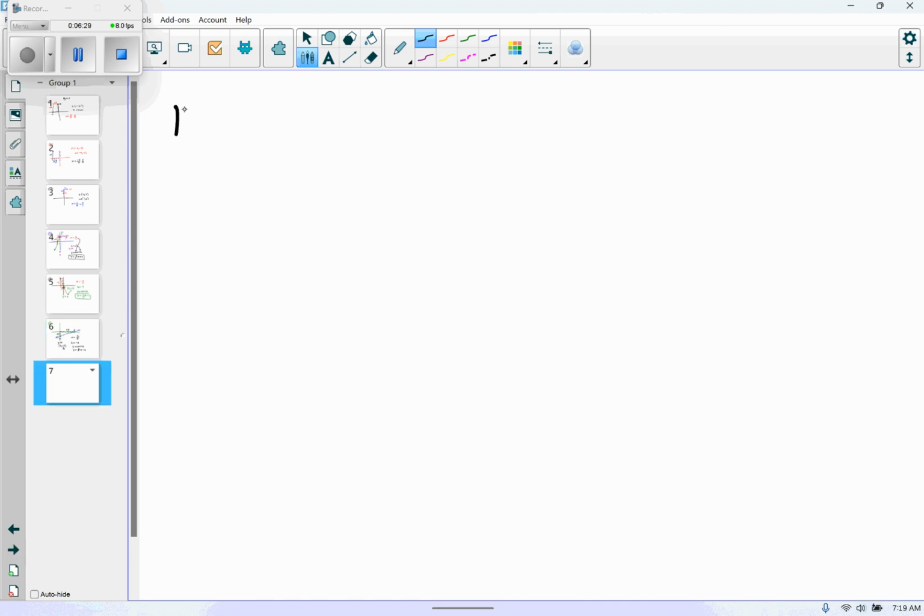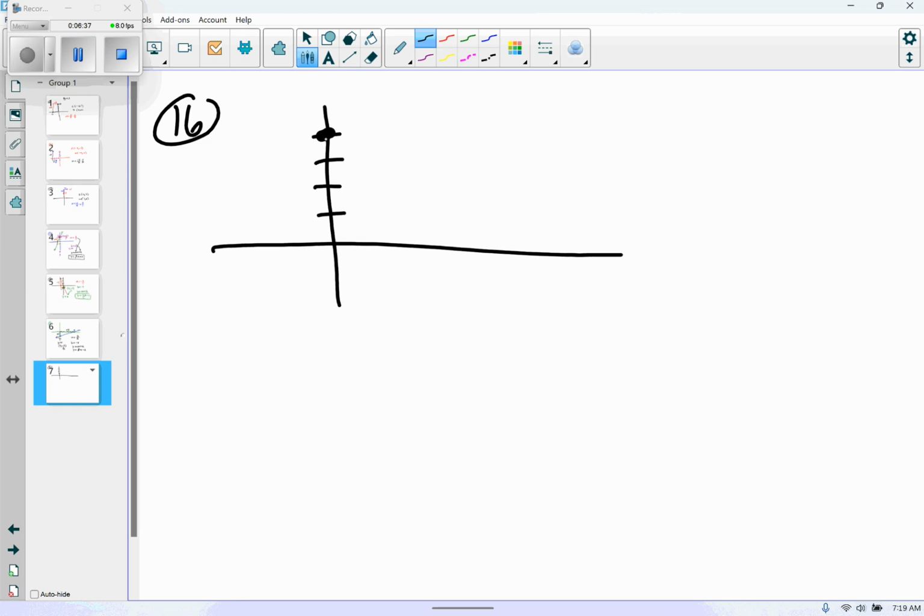Number 16. Number 16 looks like I have up here at 4, and I'm looking where the line crosses exactly at the intersection. And let's see, it looks like (4, 2). That looks like another point. So here's our line. So let's figure out our slopes.